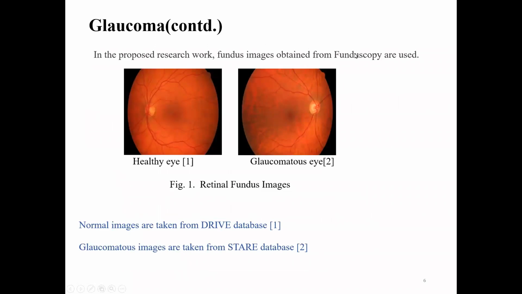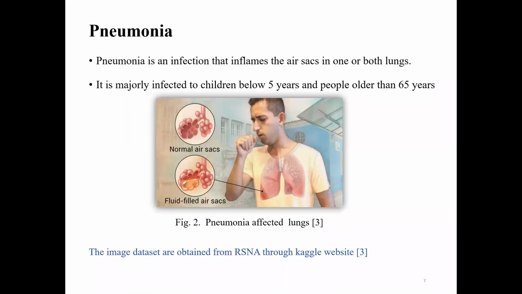Fundus images obtained from fundoscopy are used, and on the extreme left-hand side you can see a healthy eye, and on the right-hand side you may observe the glaucomatous eye. The normal images are taken from the database called DRIVE, and the glaucomatous images are taken from the database called the STARE database. On the extreme left-hand side you may see the healthy eye, and on the right-hand side, the eye that got affected with glaucoma.